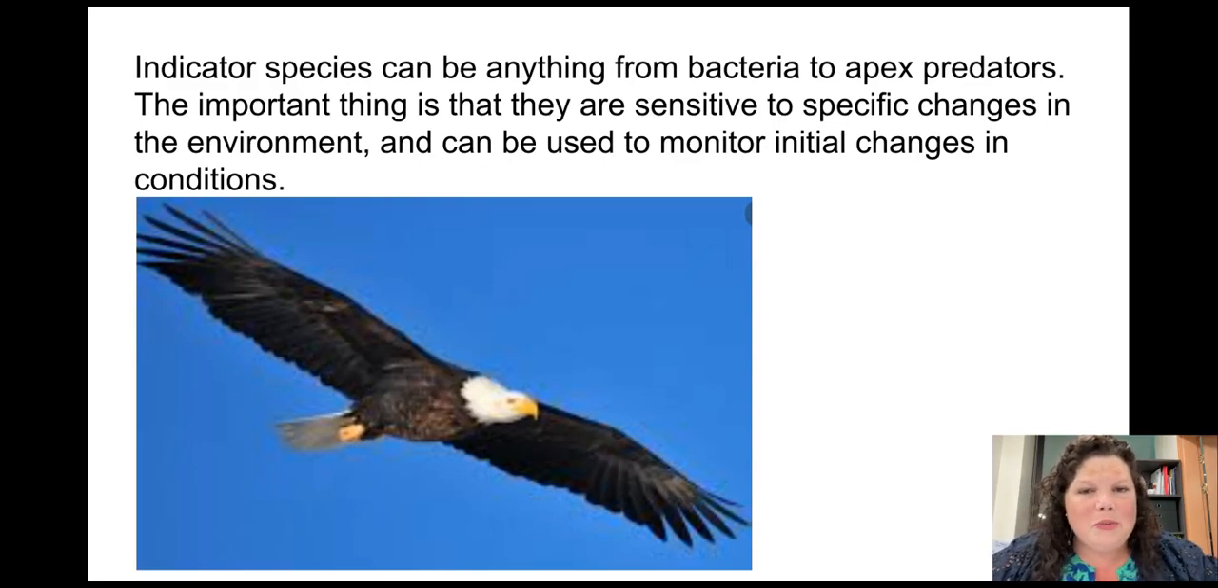Now, these indicator species can be anything from an apex predator all the way down to a bacteria, like E. coli. But they're most important to us because they're sensitive to these specific changes in the environment, and then we use them to monitor those changes.